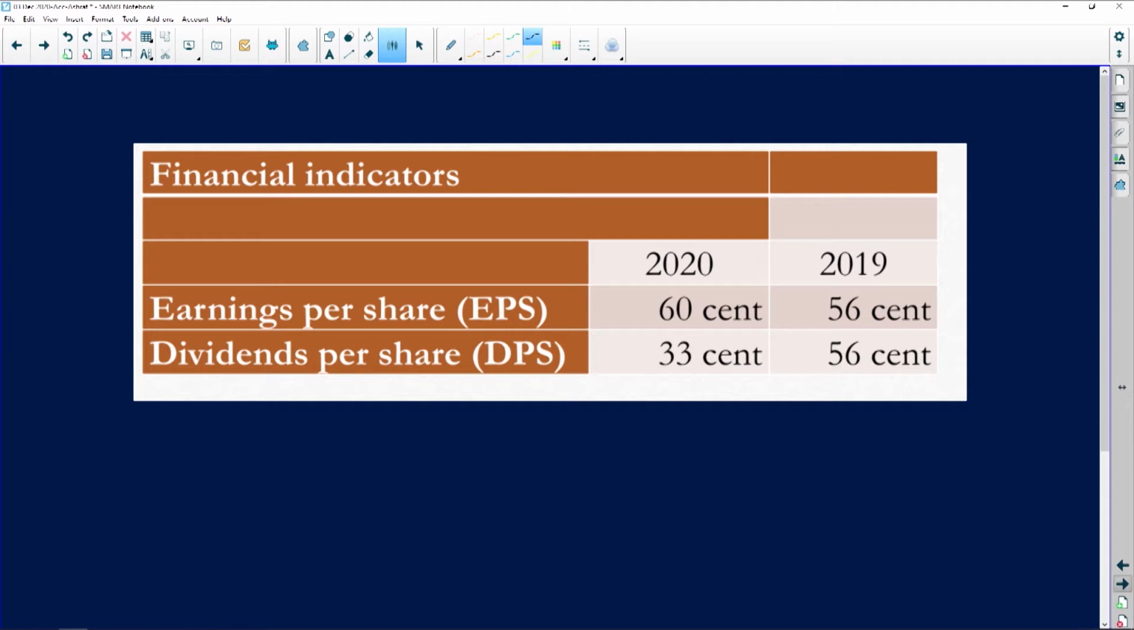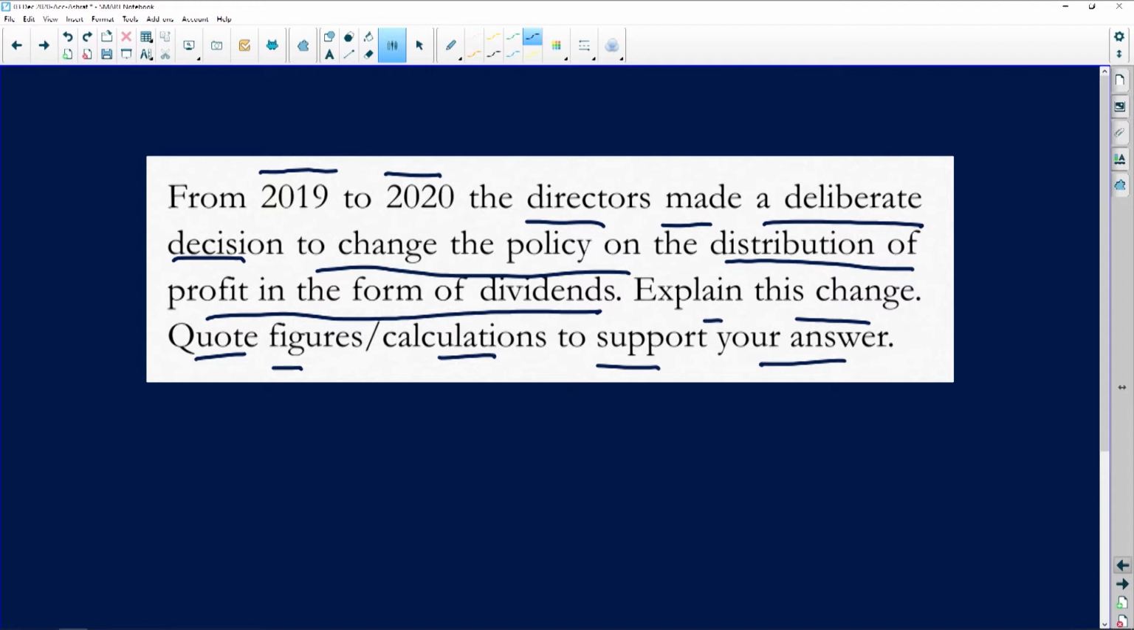Amongst my financial indicators, I am told that 2019 to 2020, my earnings per share in 2019 was 56 cents, and my dividend per share was also 56 cents. If I look at 2020, my earnings per share was 60 cents, but my dividends per share was 33 cents. Now, the question was, there was a deliberate decision to change the policy on the distribution in the form of dividends. There was a deliberate decision. Let's look at what happened.